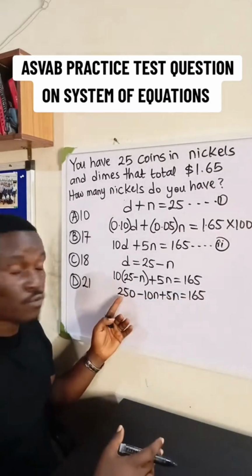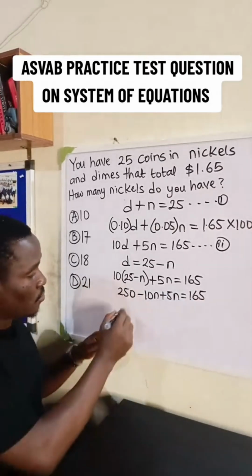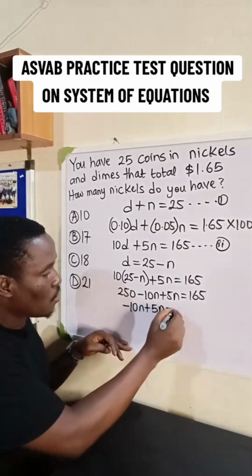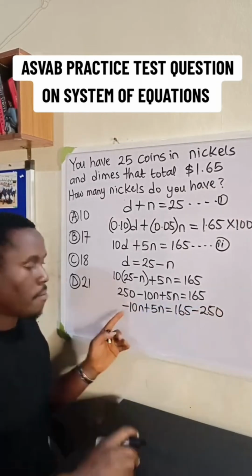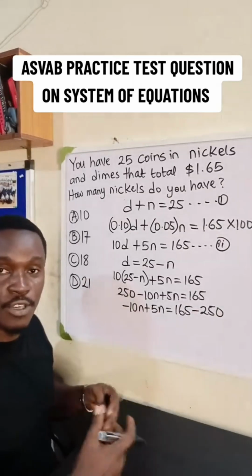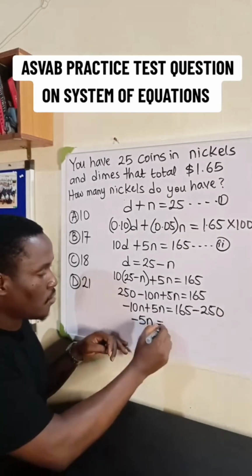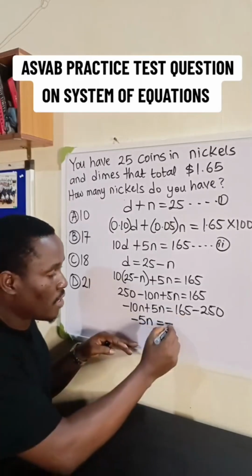The next step is move 250 to the right. The positive sign is going to change to negative. So we have minus 10n plus 5n is equal to 165 minus 250. Minus 10n plus 5n is going to give us minus 5n. It's equal to 165 minus 250, which is going to give us minus 85.